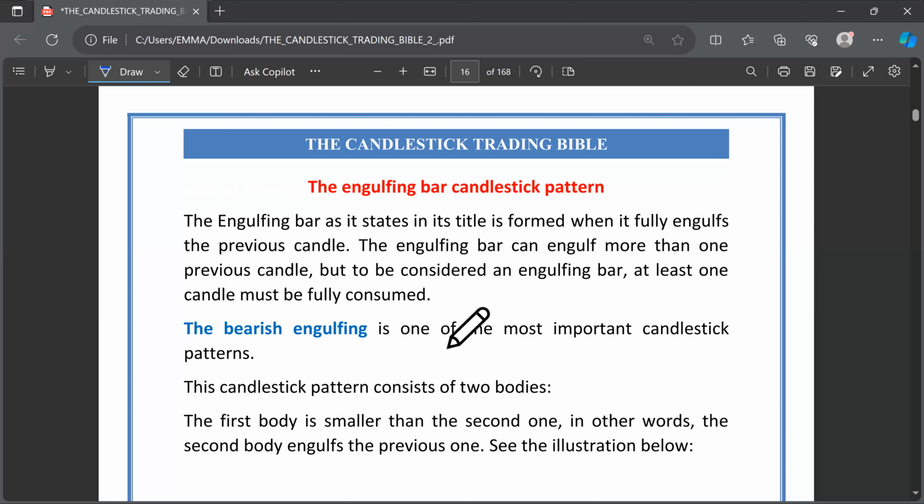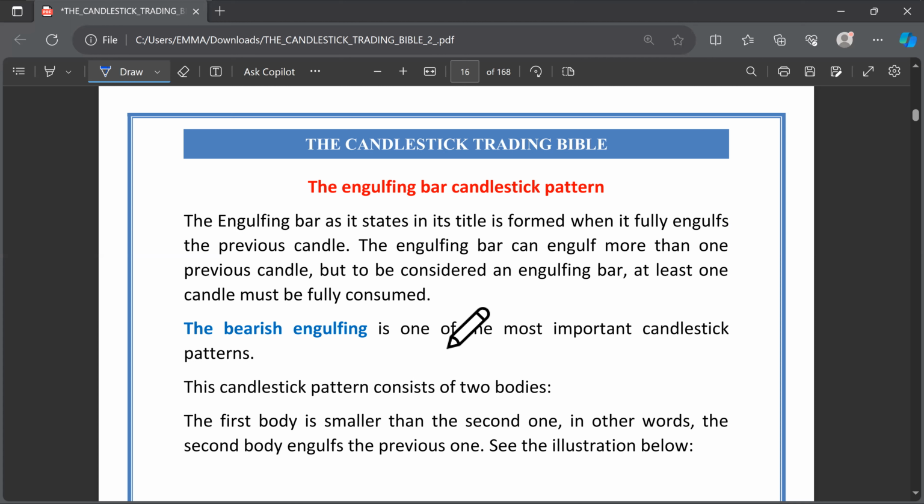Now, the engulfing bar, as it states in its title, is formed when it fully engulfs the previous candle. So we have two candlesticks lying side by side. We have the first one on the left, and the second one lying next to it, the right one. The engulfing bar can engulf more than one previous candle, but to be considered an engulfing bar, at least one candle must be fully consumed.